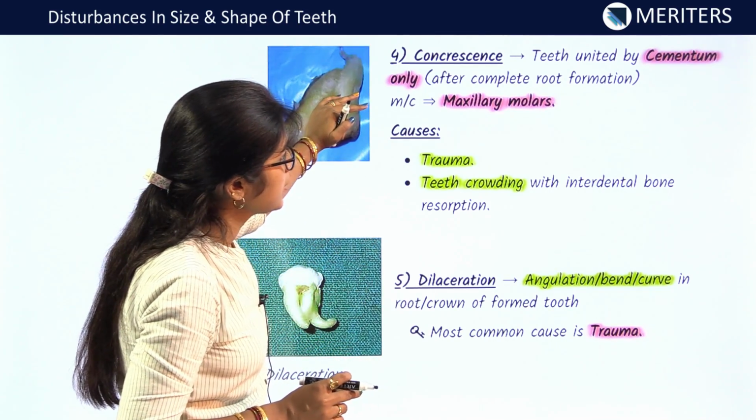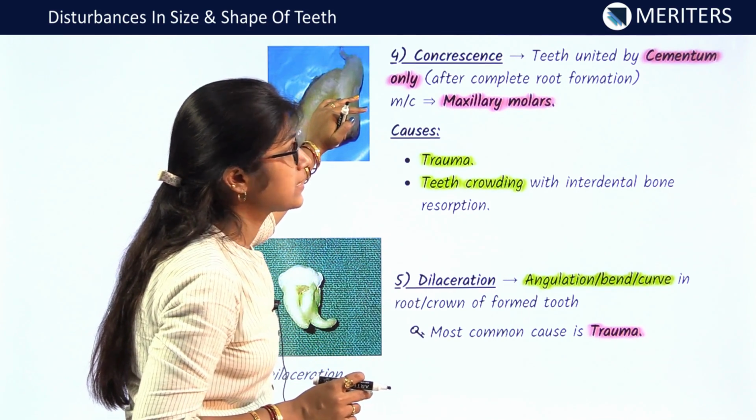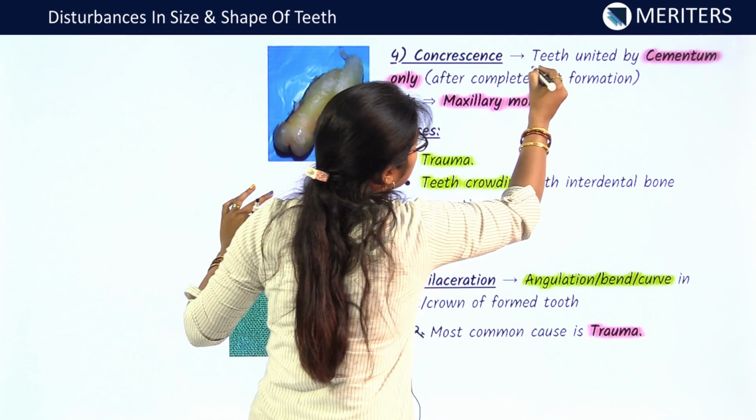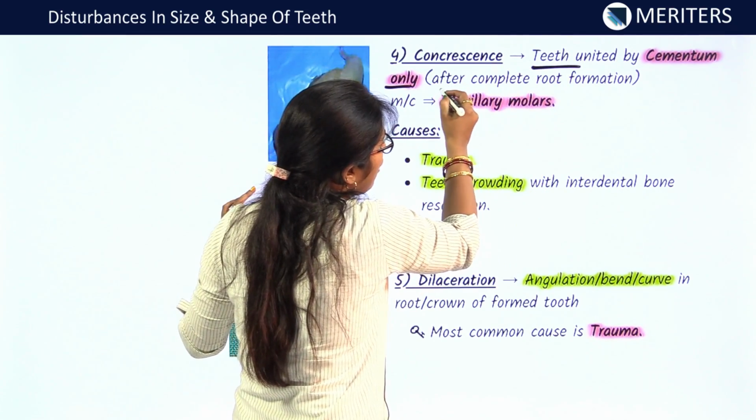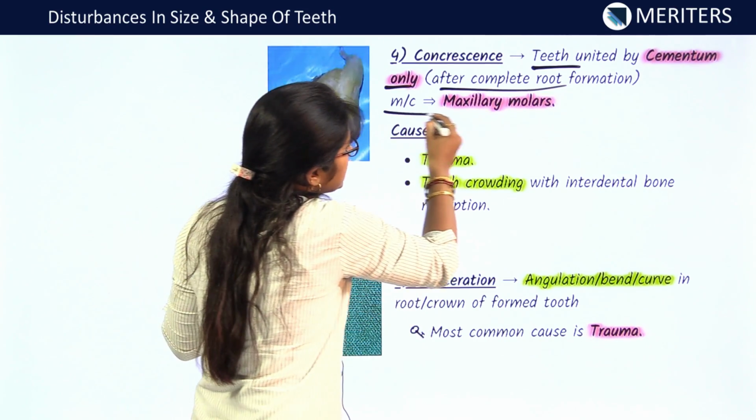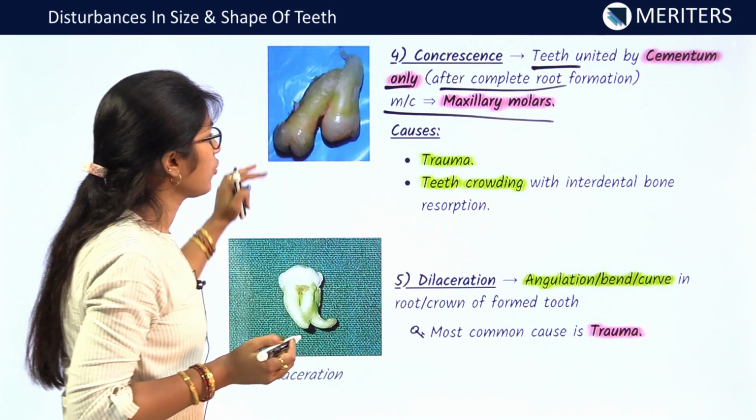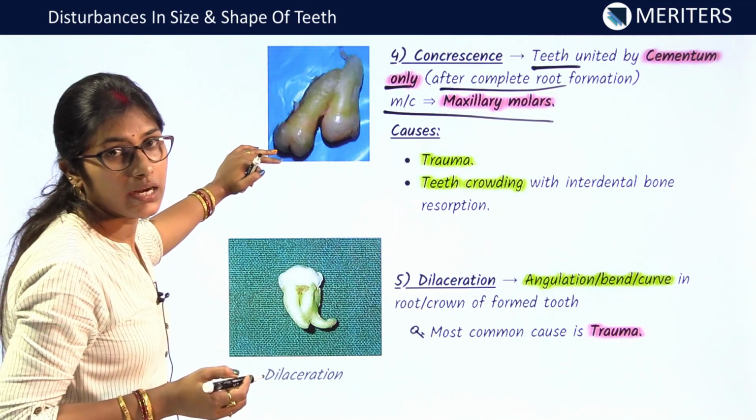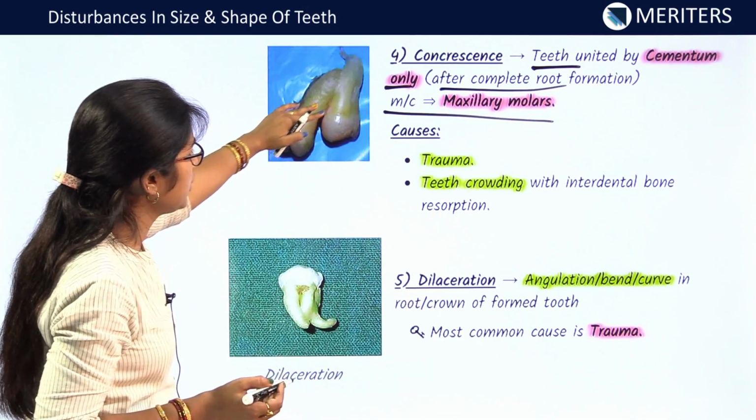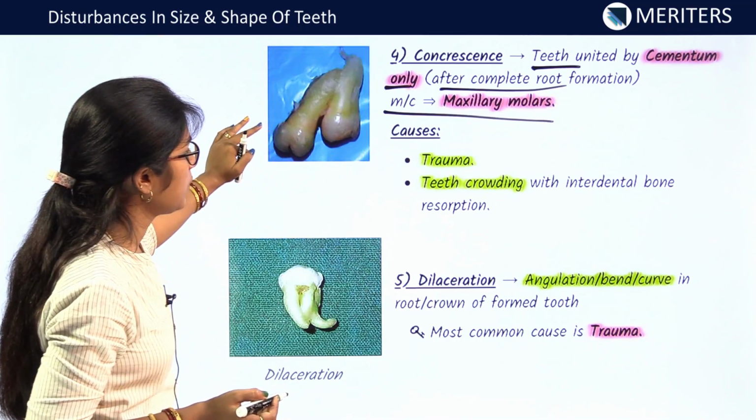Now concrescence, here the clue is cementum. Okay, so here teeth are united by cementum. They are united by cementum only, meaning after complete root formation. And the most common teeth affected are maxillary molars. Concrescence, see the picture, the clinical picture of two teeth. Concrescence is there. Their union is by cementum only.